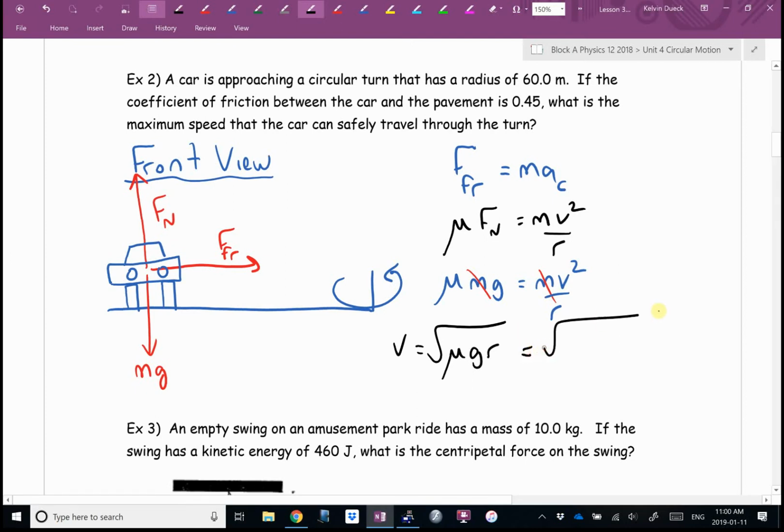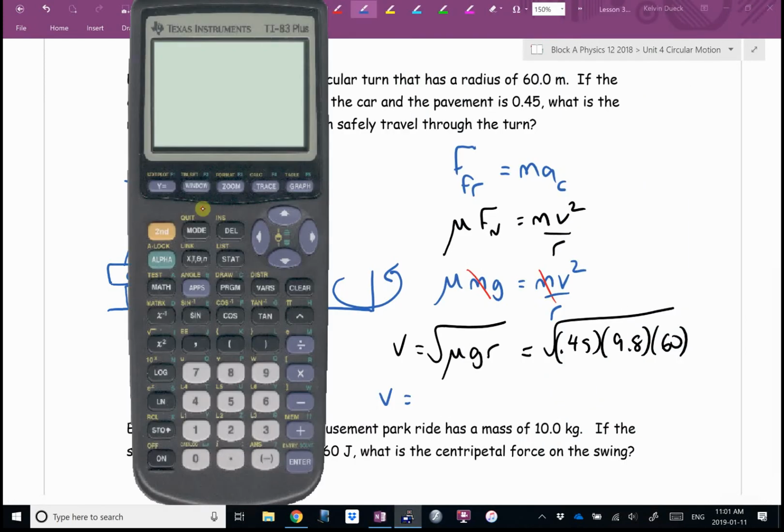It's going to be the square root of 0.45, 9.8, 60. What do you get? You get 16.3 times 3.6.